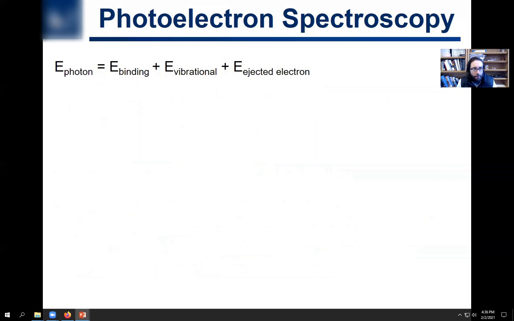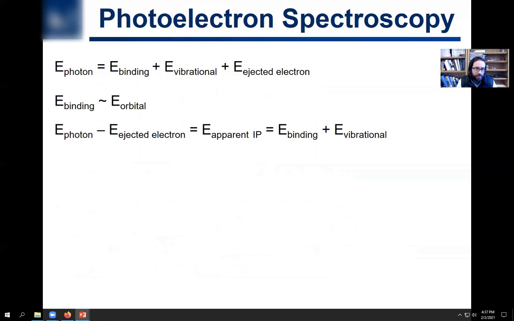All right, so we have this equation I showed you before where E photon equals E binding plus E vibrational plus E ejected electron. E just stands for energy. E binding is about equal to E of orbital. This is like the ionization energy, right? But it's the energy that orbital has, that electron is. So we can say that E photon minus E ejected electron, I just moved ejected electron to the other side of the equation here, is equal to E binding plus E vibrational. That's all that's left. And that is what we call the apparent IP, the apparent ionization potential, okay?